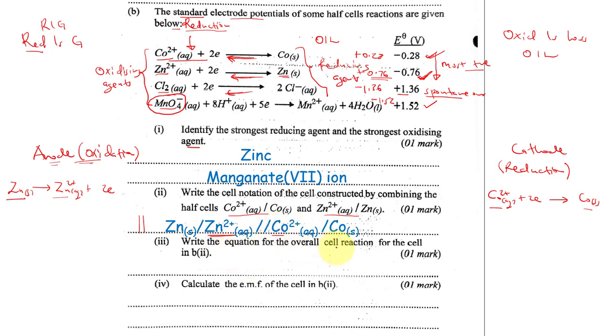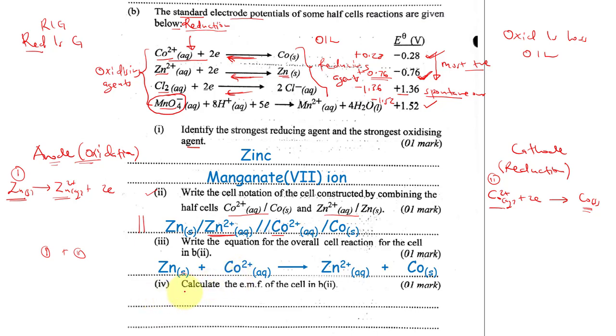Write the equation for the overall cell reaction for the cell in B Roman 2. So for this cell, we are going to combine equation 1 and equation 2 to come up with the overall. So we shall have zinc reacts with cobalt 2 ions to form zinc 2 ions and cobalt solid. The electrons will cancel out if you add equation 1 plus equation 2. So we shall come up with something like that. Don't forget state symbols in each of these cases, and try and write the right element symbols.